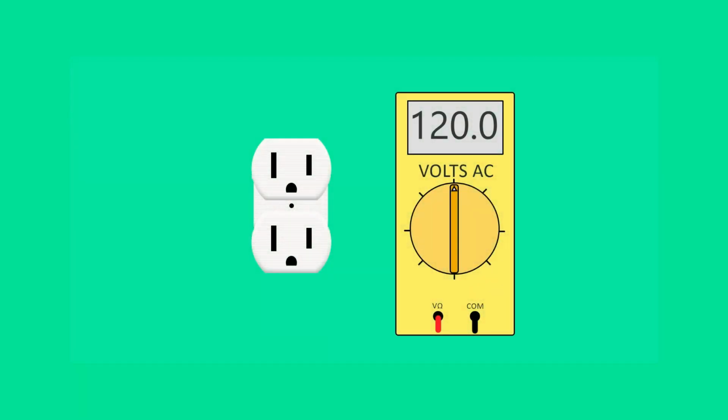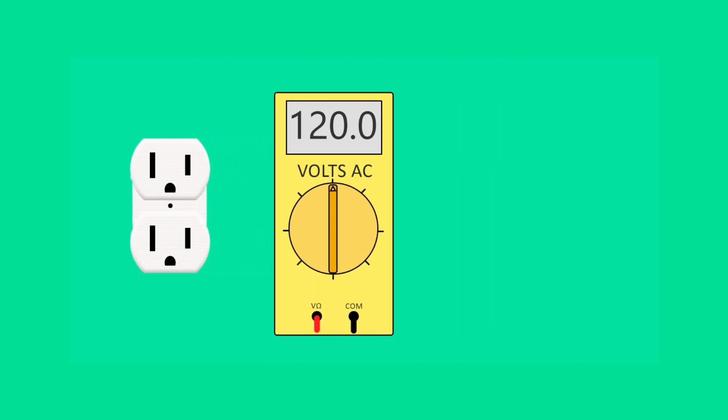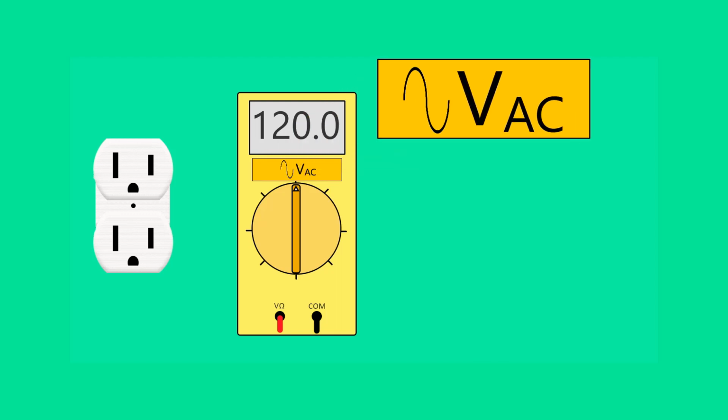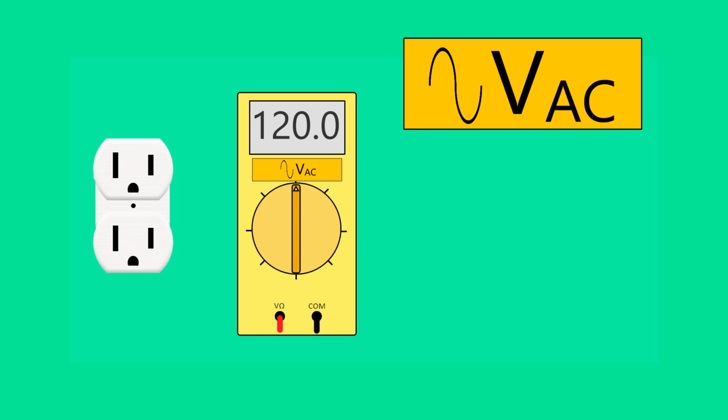Let's examine the value displayed on a voltmeter. A typical multimeter has various settings. One of the settings is used to measure AC voltage. The AC setting on a meter is typically identified with a sine wave or the letters V, A, C. In the example, the meter is set to AC and is used to measure the voltage of the 120-volt receptacle.